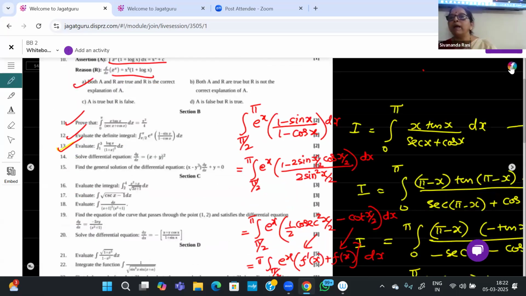Look at the next problem. I would like you to tell me what kind is this. dy by dx is x plus y whole square. What type is this? Is it homogeneous or linear or separable? That's what you have to tell.